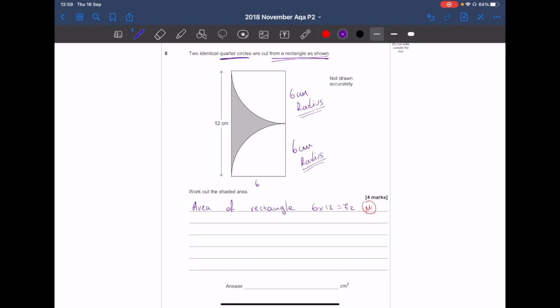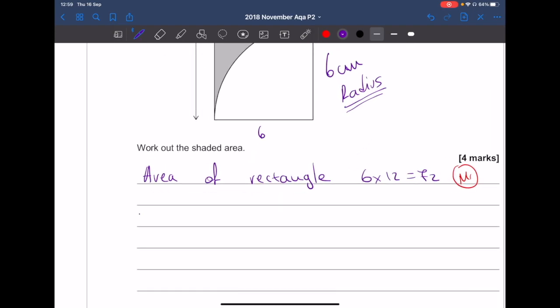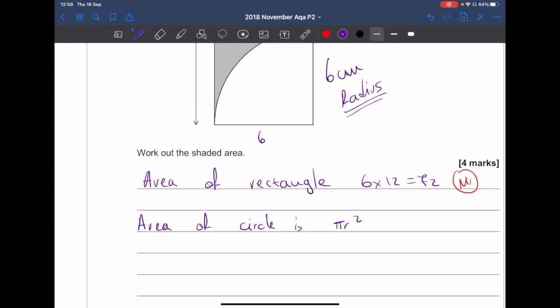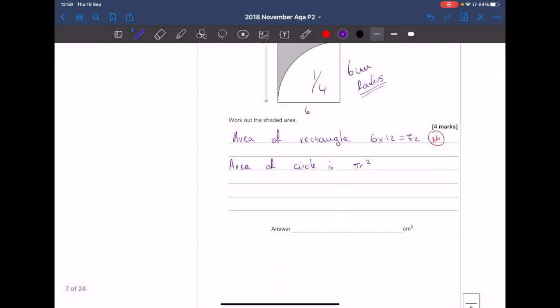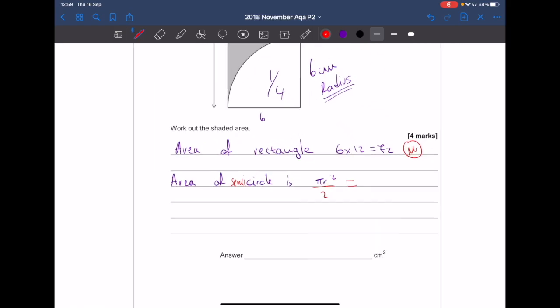Then continuing, you've got 2 quarters of a circle. So the area of a circle is pi r squared. Now, if we put the 2 quarters together, what we need is half a circle. So the area of a semicircle is pi r squared divided by 2. So pi times the radius, which is 6, squared, divided by 2. That gives us 18 pi.